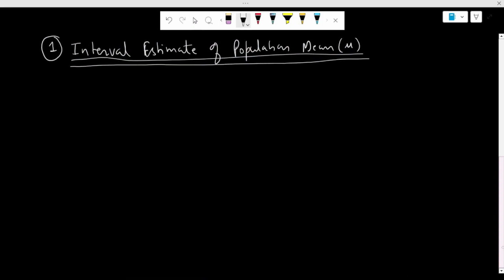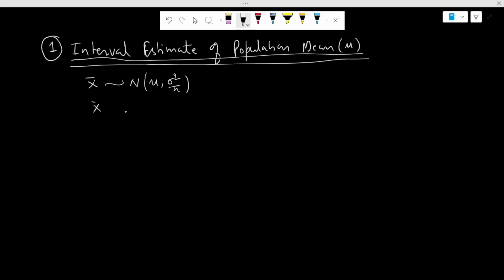Now let us calculate the interval estimate of the population mean. We know that according to the central limit theorem, for large n, the sample mean is approximately normally distributed with mean mu and variance sigma square divided by n, and from this result we can write x bar minus mu divided by sigma root n. This is a normal distribution with mean 0 and variance 1, that is our standard normal distribution. So this is also our z-score, and it follows a standard normal distribution.